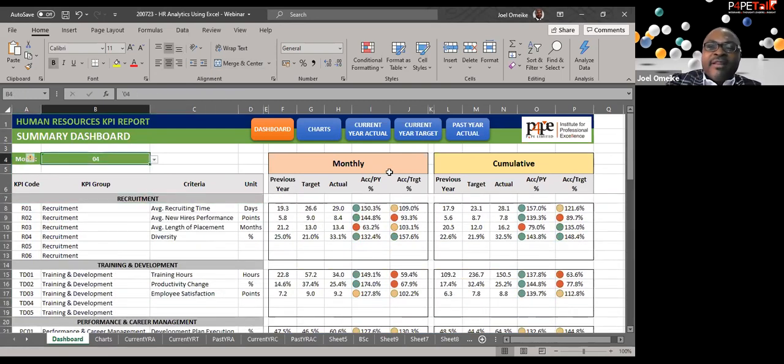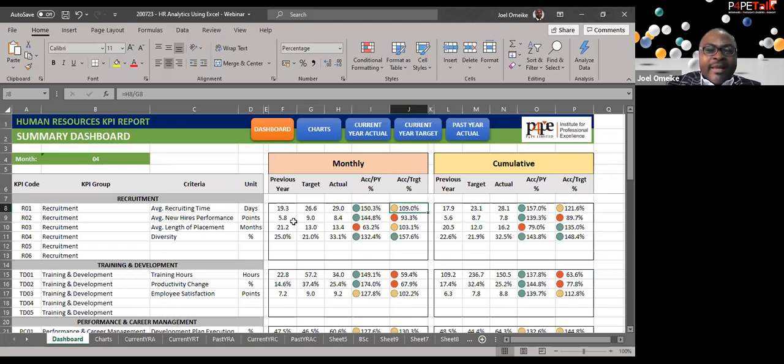On this side, we have the monthly measures. This is the previous year at this time. This is the target. The target here was 26. The actual was 29. That means we did very well. All right, target versus actual this year and last year. We did about 109%.